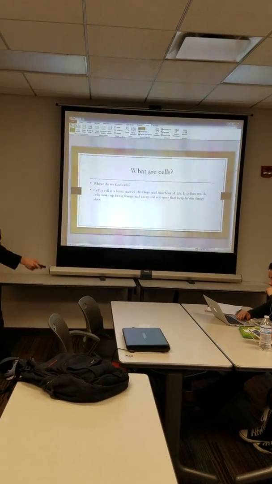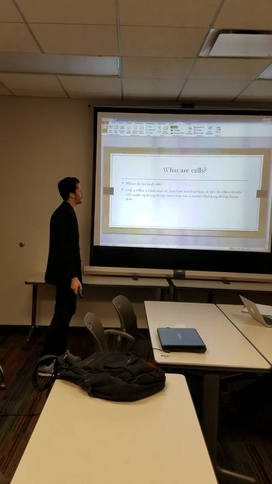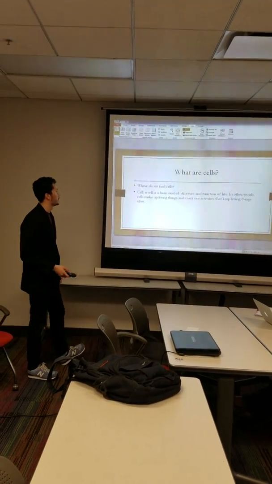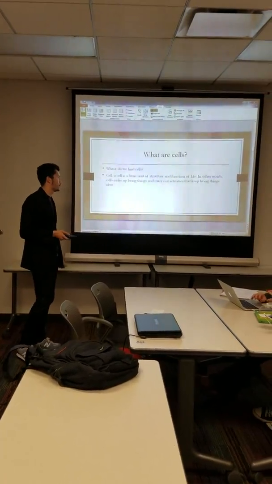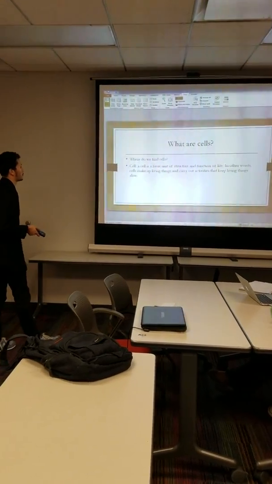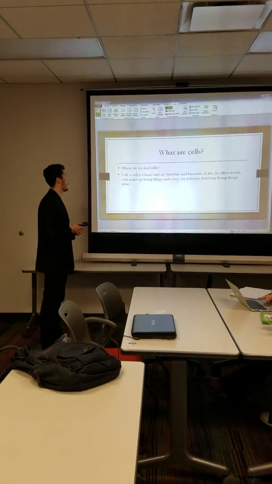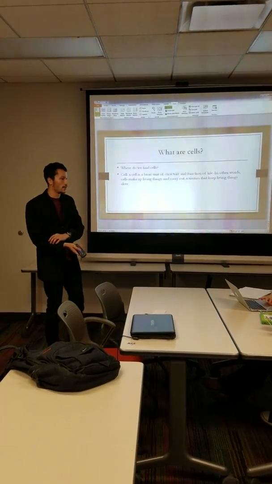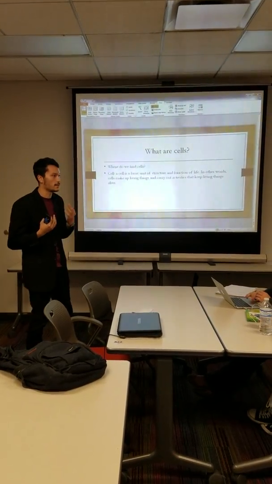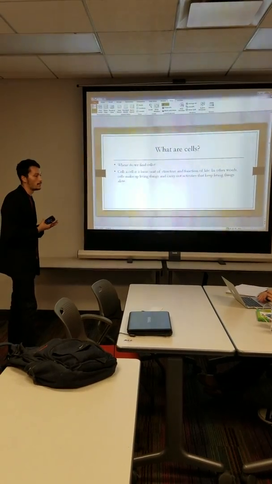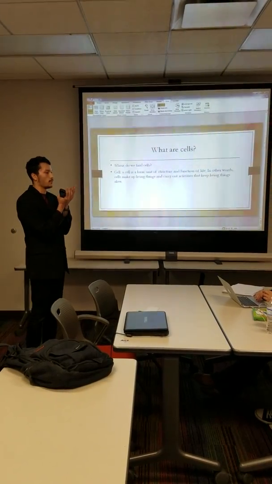So the question: what is a cell? And where do we find cells? A cell is basically a unit of structure and function of life. In other words, cells make up living things and carry out activities that keep living things alive. Right now, your skin, your organs, your eyes are all made of a bunch of cells that come together and form that organ.